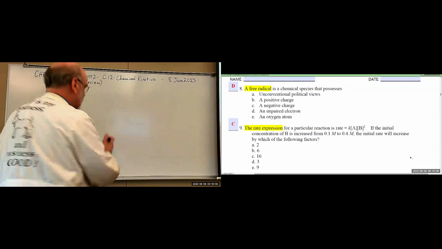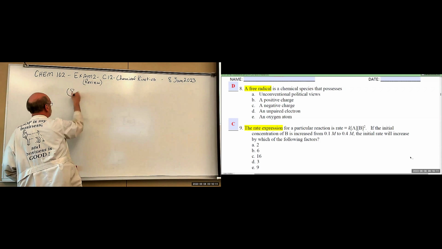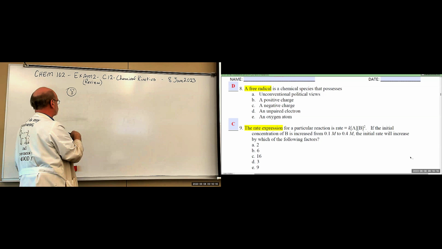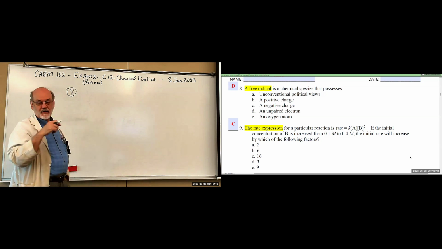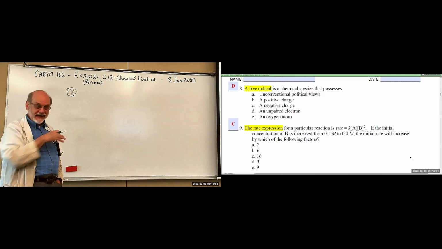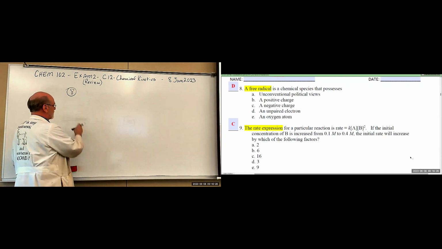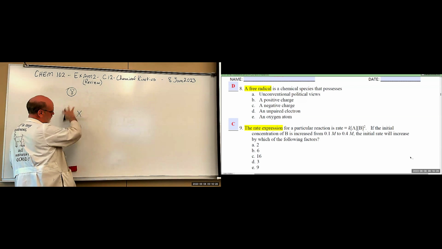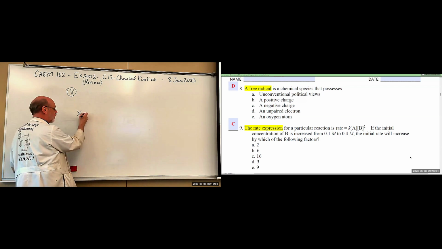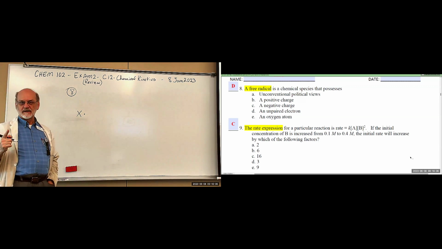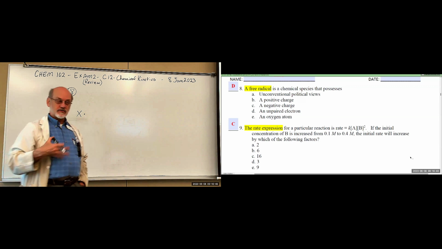Number 8. A free radical is a chemical species that possesses what? By definition, a free radical is any chemical species. It doesn't have to be atomic, it can be molecular. If it has at least one, and that's usually the case, one unpaired electron, that's a free radical. They're very reactive, and those are the kinds of things that they believe damage your cells.